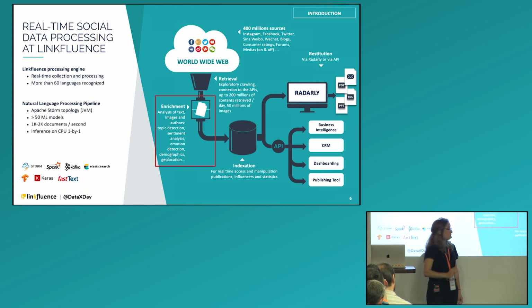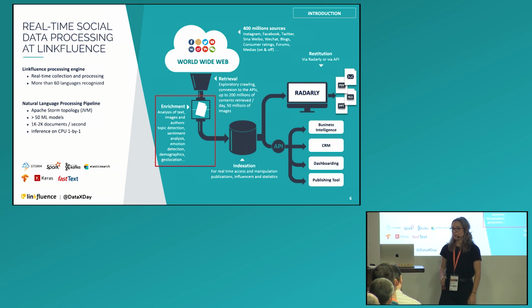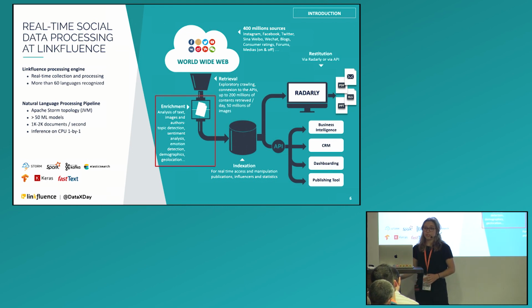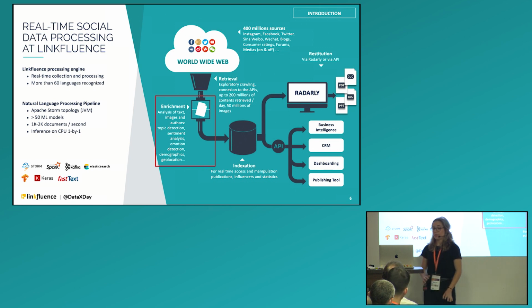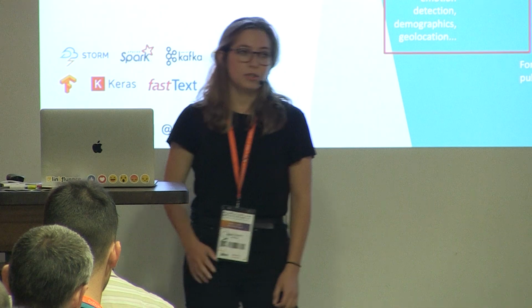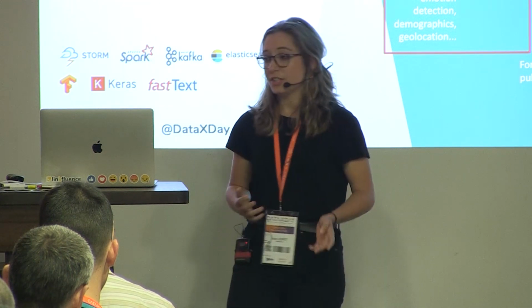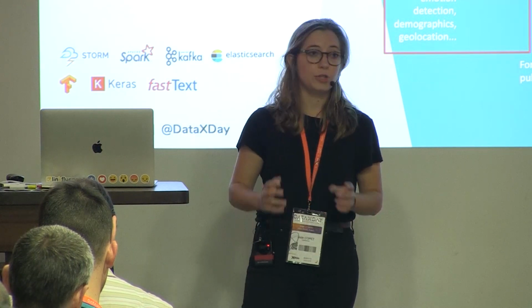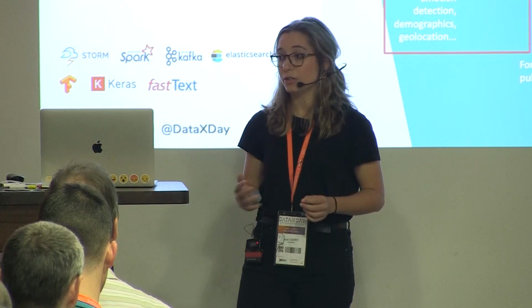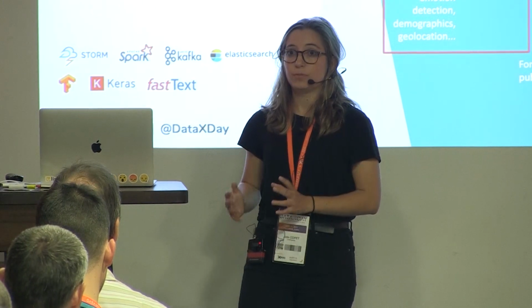So let's focus on the enrichment pipeline. One of the pipelines we've got here is natural language processing. This pipeline is currently implemented in Apache Storm, so it's running on the JVM, and we currently have more than 50 models in production. And this pipeline has to process between 1,000 and 2,000 documents per second. And all our inferences are done by CPU. So as machine learning engineers, we've got to focus not only on the prediction performance of our model, but to fully consider also the computational performance of our model to be integrated into this production pipeline with the constraints we have.